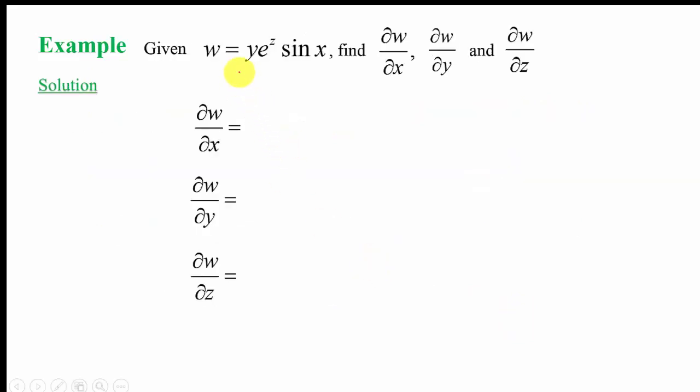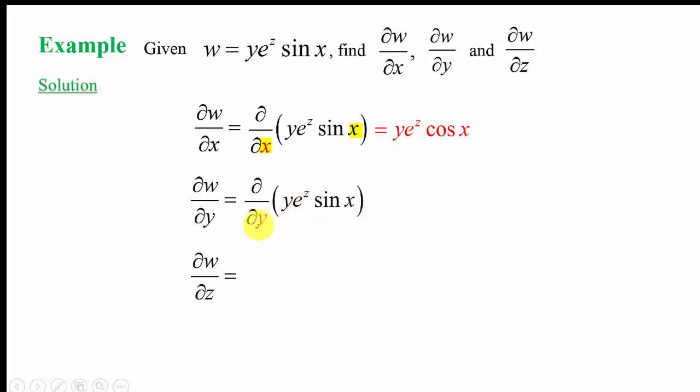Now if w equals y times e to the power z sine x, find partial w partial x, partial w partial y, and partial w partial z. In this case, only x is variable, and the other two independent variables, y and z, are constants. So the answer is simply y e to the power z cosine x.